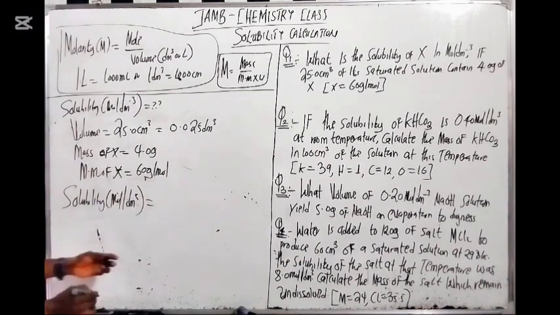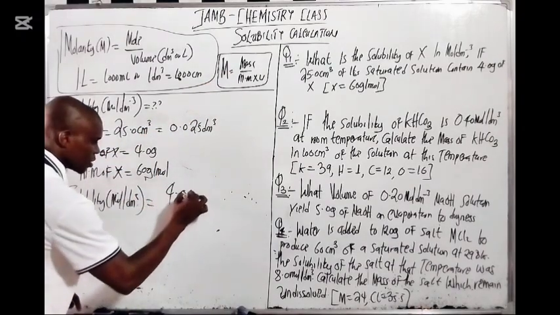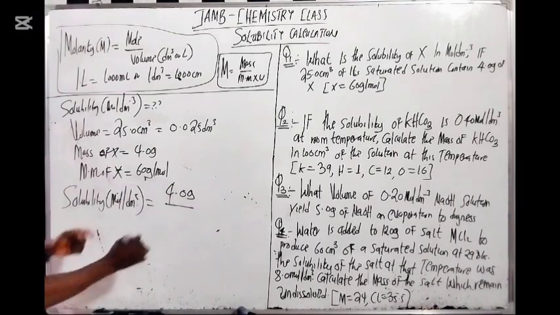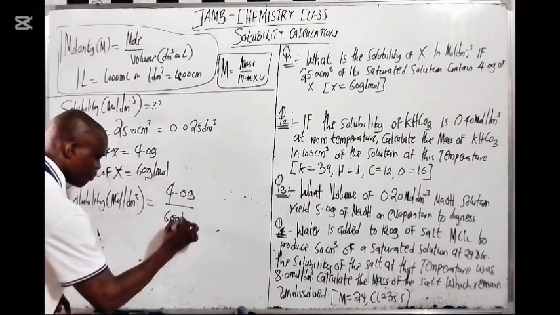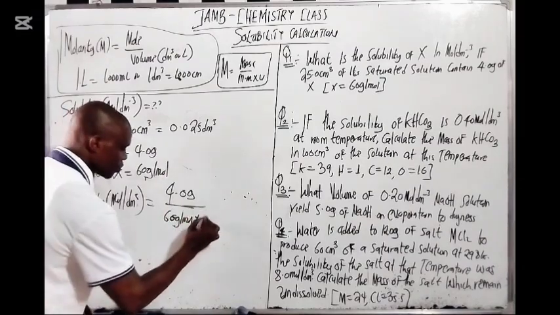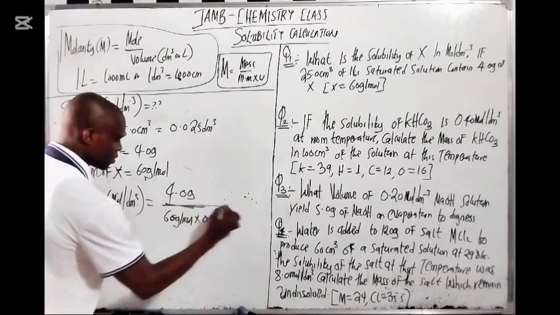Okay, going to be what? The mass. What is the mass? The mass is 4.0 gram. Over what? Molar mass. What is the molar mass? 60 gram per mole. Times what is the volume? The volume is 0.025 dm³, right?